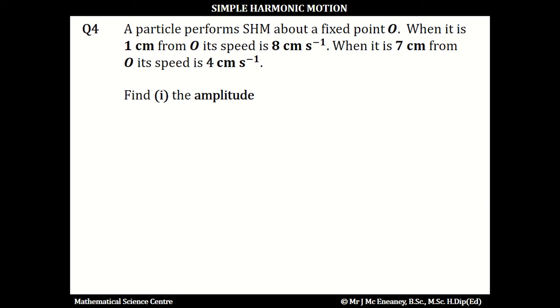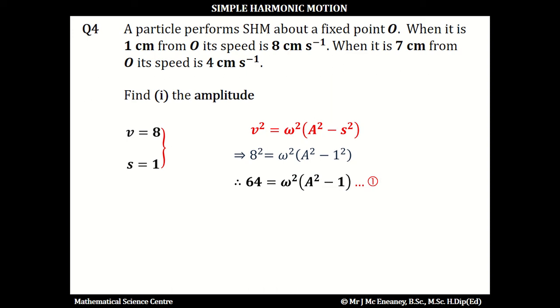So first of all, when s is 1, v equals 8. So we're going to use the v-w-a-s equation, so v squared equals omega squared times (a squared minus s squared). This means 8 squared equals omega squared times (a squared minus 1 squared), or 64 equals omega squared times (a squared minus 1). And we can label this as equation number 1.